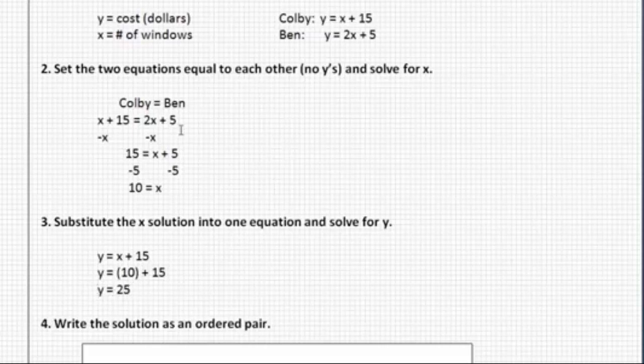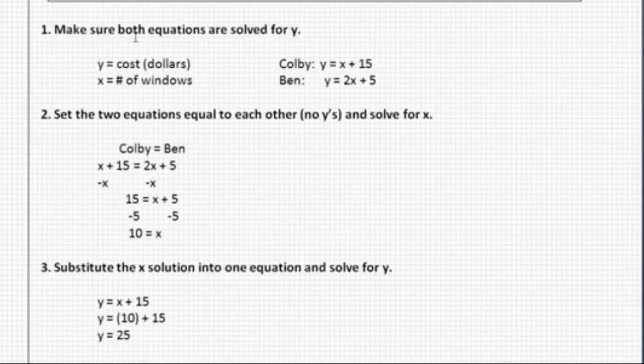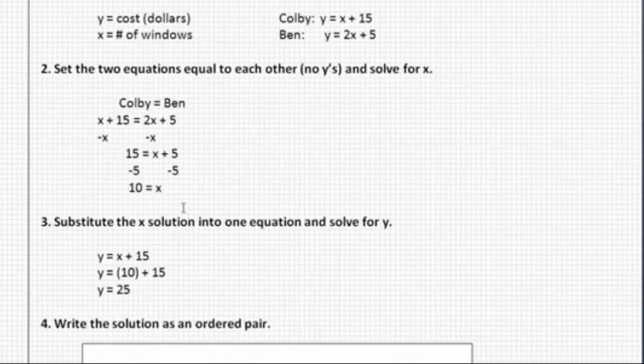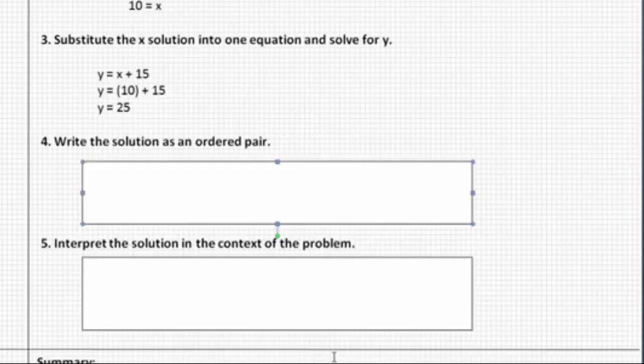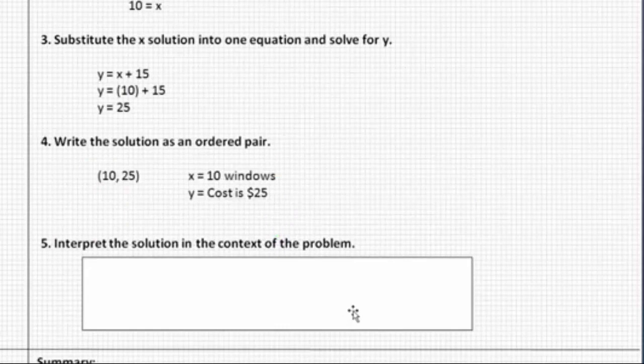So the solution when they're equal is, well, we know they're equal when x is 10, and if x is 10, y has to be 25. So we're saying, okay, well, the cost to use either Colby or Ben, that'll be equal when x is 10 and y is 25. So we're ready to write that solution as an ordered pair, right? So kind of what I was just saying here.